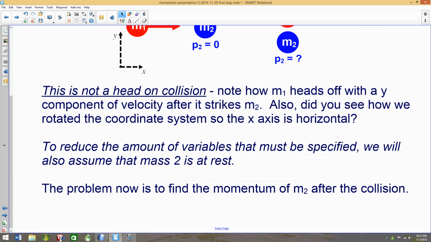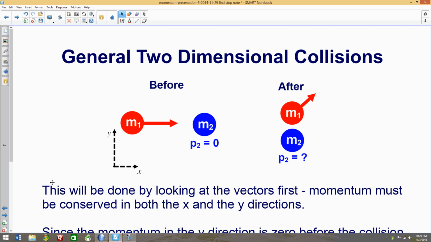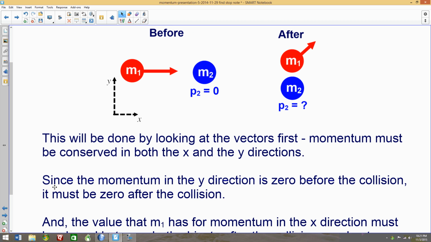To reduce the amount of variables that must be specified, we will also use the mass of m2 at rest. The problem now is to find the momentum of m2 after the collision. This can be done by looking at the vectors first.